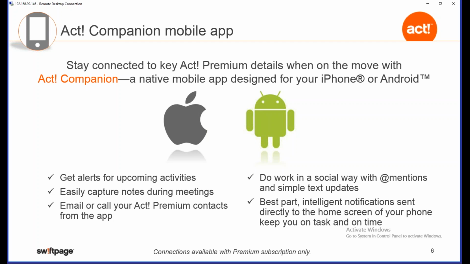And then, once again, the best part is going to send those notifications to the home screen of your phone to keep you on task and on time. I believe there are settings where it's going to send you maybe every 10 minutes or every 20 minutes to let you know about upcoming phone calls and upcoming meetings that you have with your contacts within the ACT database.